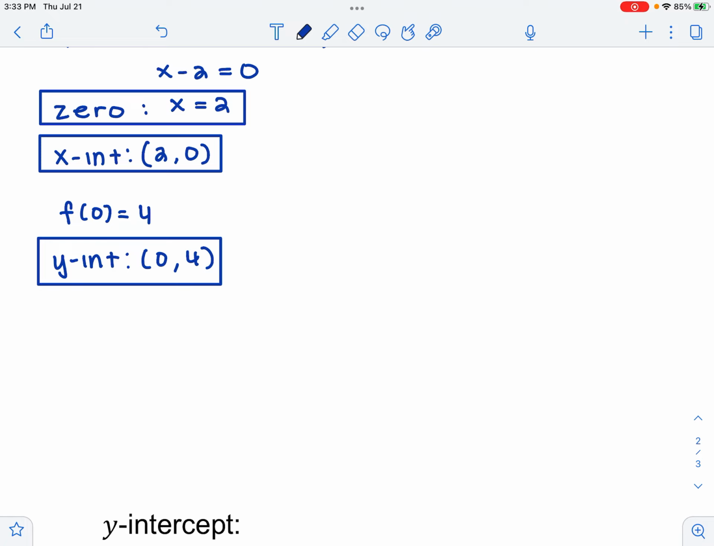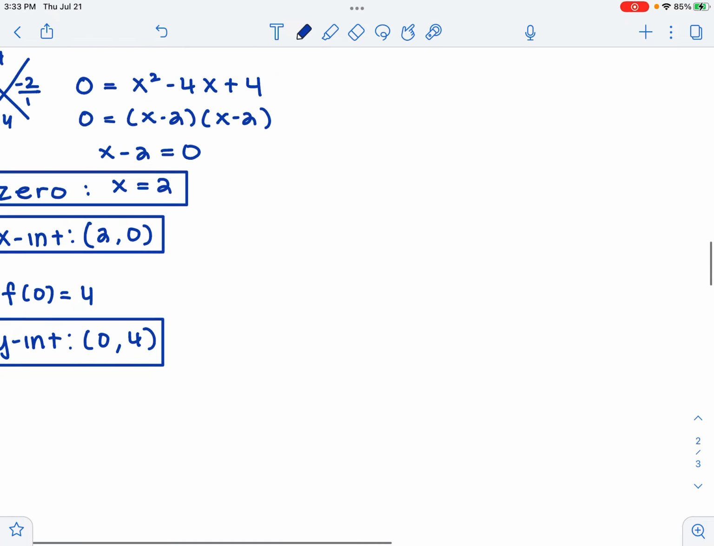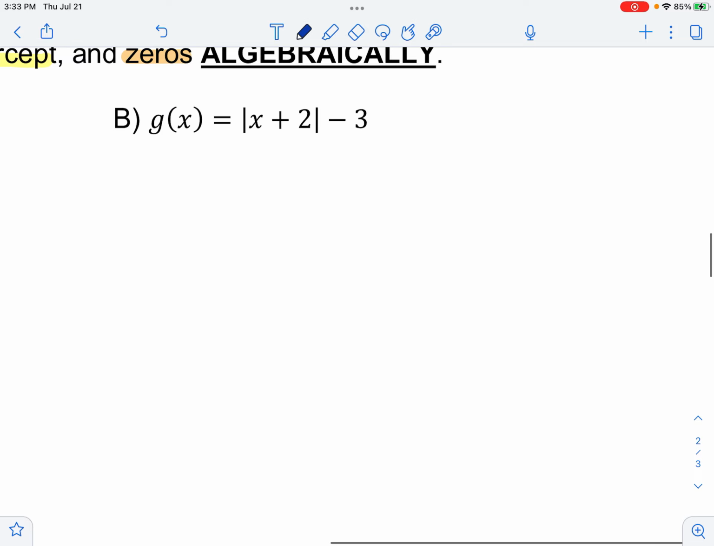Now you might be asking yourself, do we have to label everything x-intercept, y-intercept, zero? Absolutely. I need to know that you know which one's which. Okay, moving on to the next one. We're going to do the same process. Let's find zeros, then x-intercepts, then y-intercepts. Let's start with those zeros or the x-intercepts. Set y equal to 0 and solve.